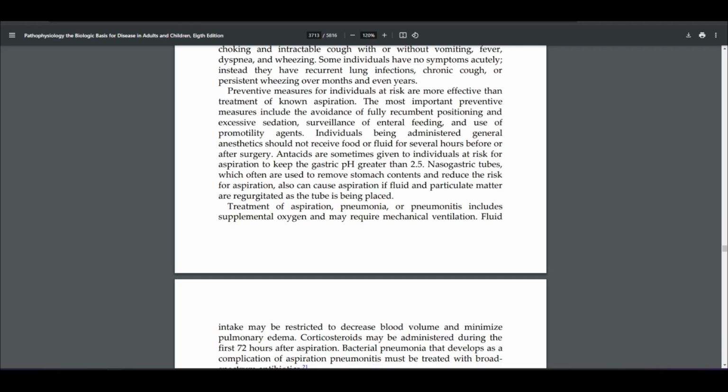after surgery. Antacids are sometimes given to individuals at risk for aspiration to keep the gastric pH greater than 2.5. Nasogastric tubes, which often are used to remove stomach content and reduce the risk for aspiration, also can cause aspiration if fluid and particulate matter is regurgitated as the tube is being placed.